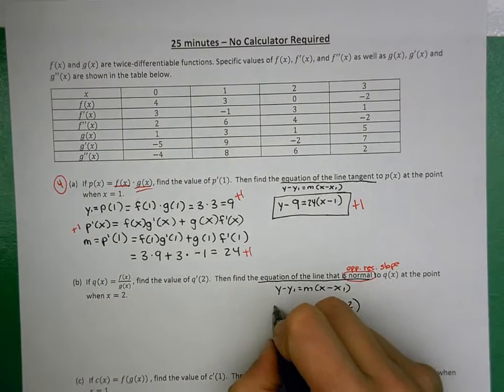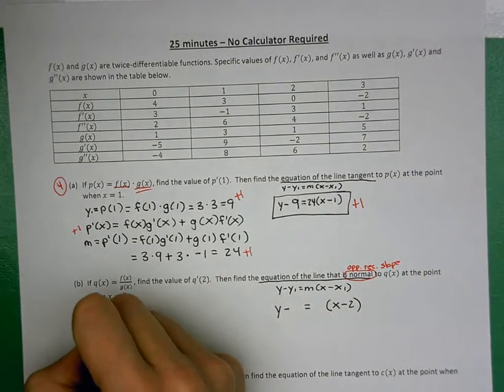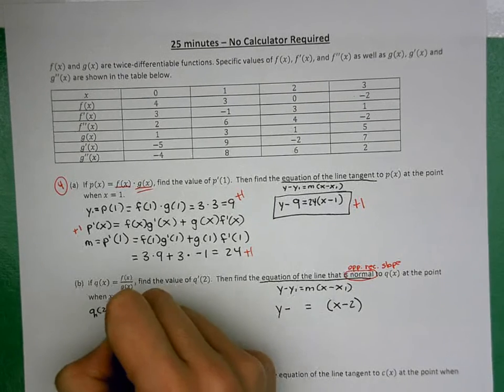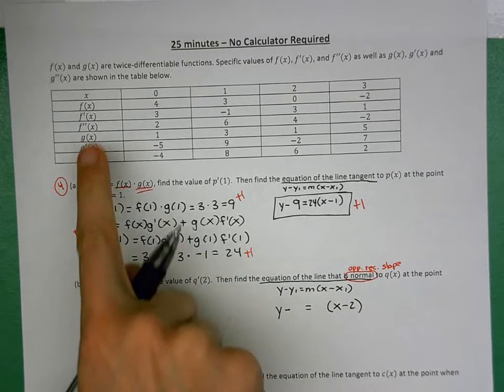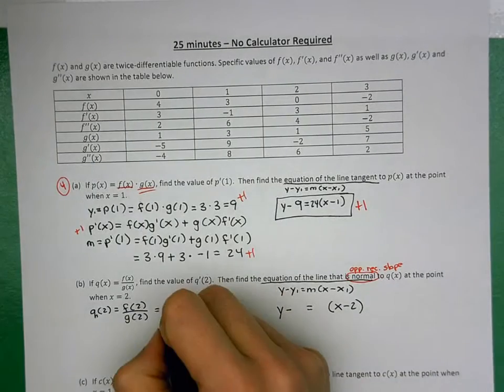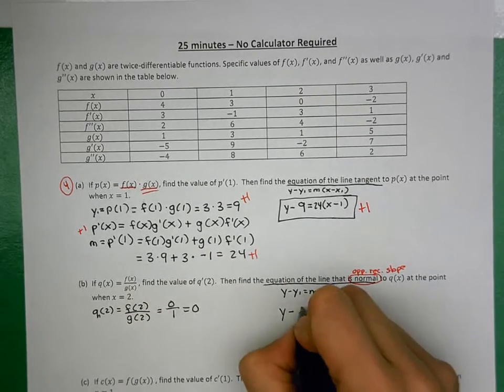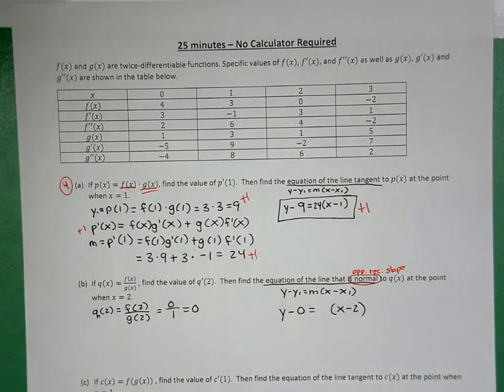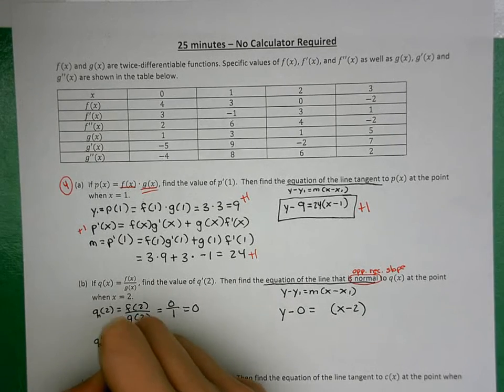Still don't know my slope, still don't know my y, so same thing, how do we find our y? Well, we get it by plugging into our original function, so let's go ahead and do q of 2. Q of 2 is f of 2 over g of 2. F of 2 is 0, g of 2 is 1, 0 divided by 1 is 0. So you could also just write y equals, you don't have to write y minus 0 equals, right? And then slope again is your derivative, so we have q prime of x.